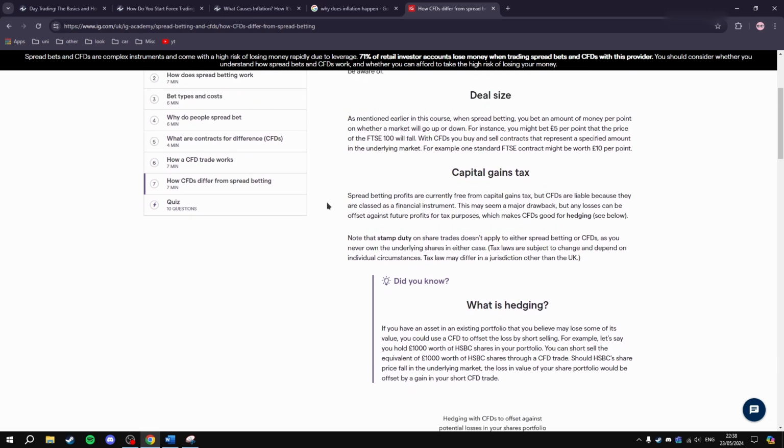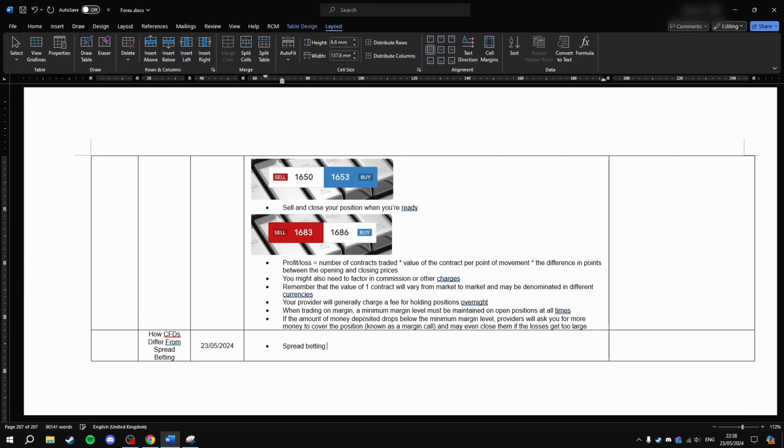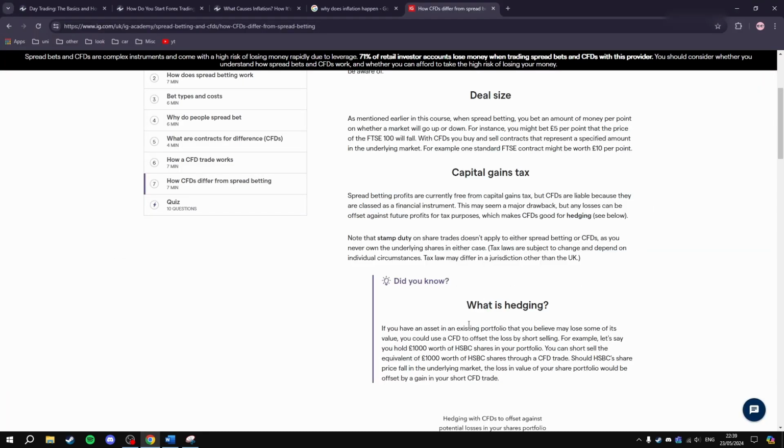Deal size. As mentioned earlier in this course, when spread betting, you bet an amount of money per point on whether the market will go up or down. For instance, you might bet £5 per point that the price of the FTSE 100 will fall. With CFDs, you buy and sell contracts that represent a specified amount in the underlying market. For example, one standard FTSE contract might be worth £10 per point.